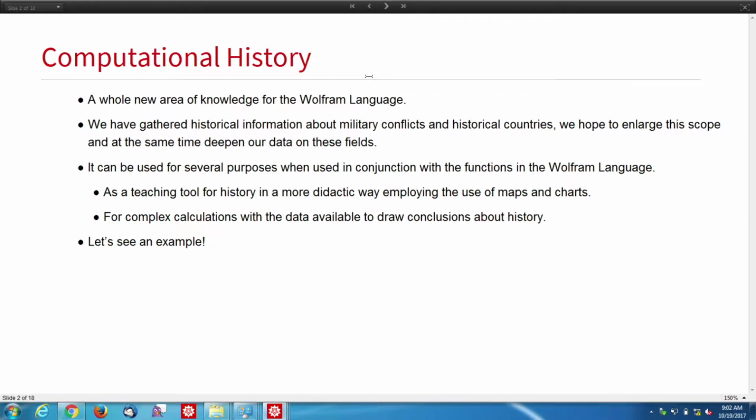The idea is to make computational history, of making complex calculations with historical data, of learning about history in a way that is didactic, using maps, charts. It's a far better way to learn about history than reading it in a book or attending a lecture. It's far more visual, and we can use the functions that are already in the Wolfram language to exemplify this and show this data better.